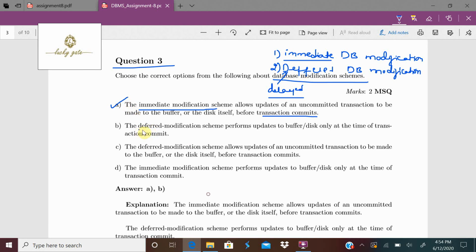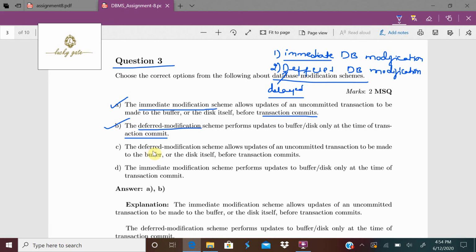The deferred database modification says the modification to the disk is to be delayed until the transaction commits. Here you look at what option is given. The deferred database modification scheme performs updates to buffer or disk only at the time of transaction commits. It is perfectly right.